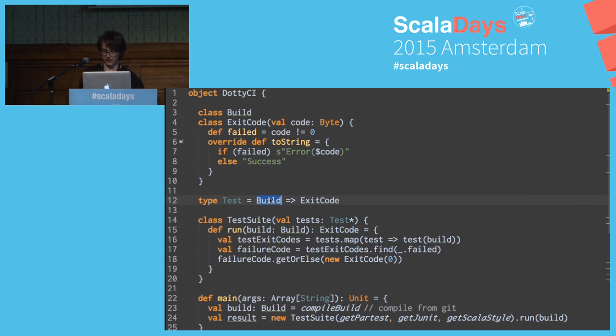Okay, so now we have a test suite. A test suite is something which takes plenty of tests and can run those tests on a build. And it does it simply. It just maps over all tests, running every test to get an exit code from this particular build. Then it looks for some code which is a failure. And if there are no failures, it will return 0. Otherwise, it will return the failure code, which was the first one. That's how most of the engines are implemented. You'll find similar code in Jenkins. And now you have the main method, which actually does the build and runs the test suite.